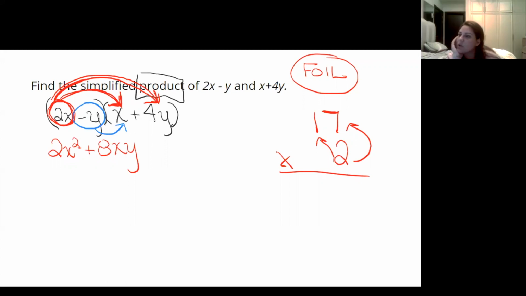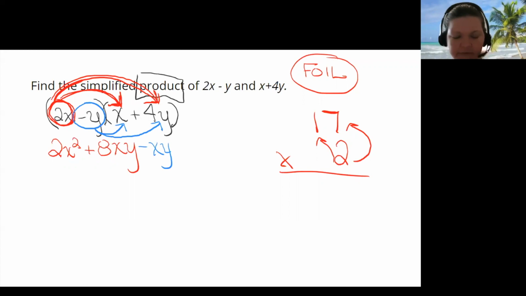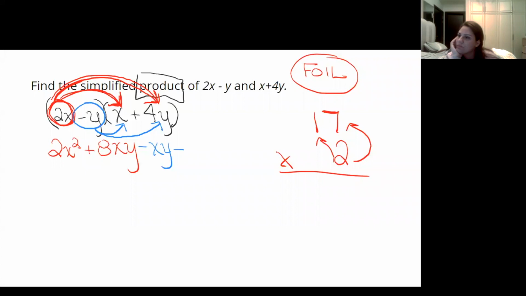Minus xy. Beautiful. Manal knows that when you're multiplying, you just write the letters in alphabetical order. Y times x is just xy. Okay. Beautiful. And now we'll finally finish passing this guy out. Negative y times positive 4y gives me? Minus 4y squared. Beautiful.